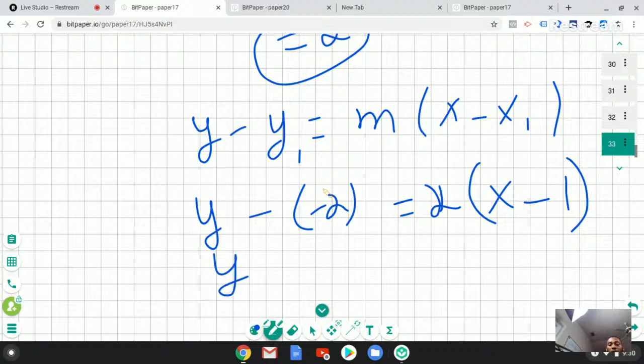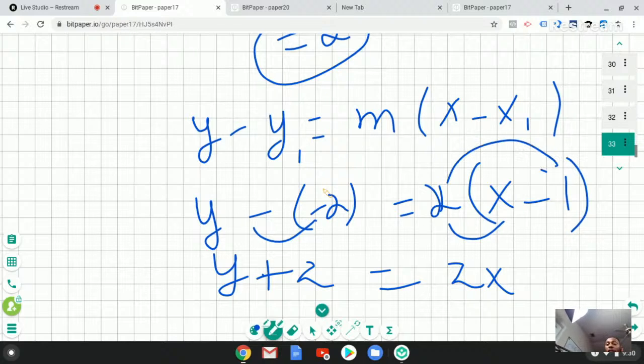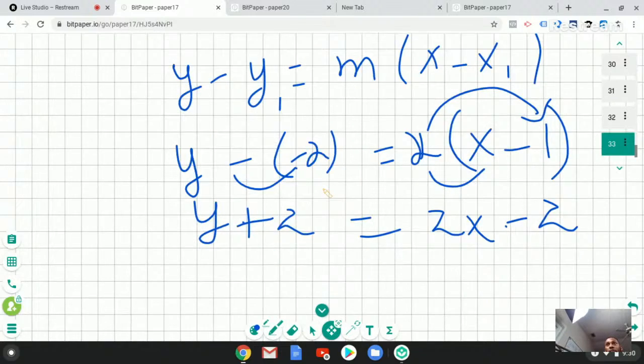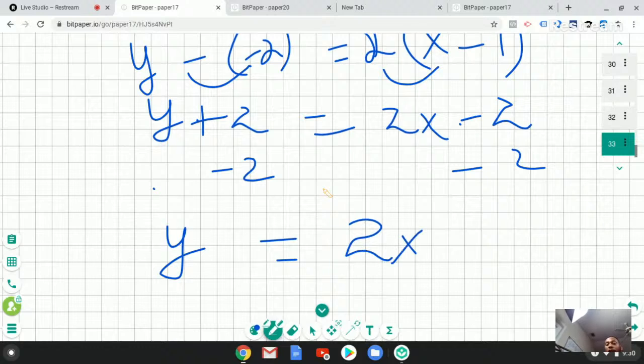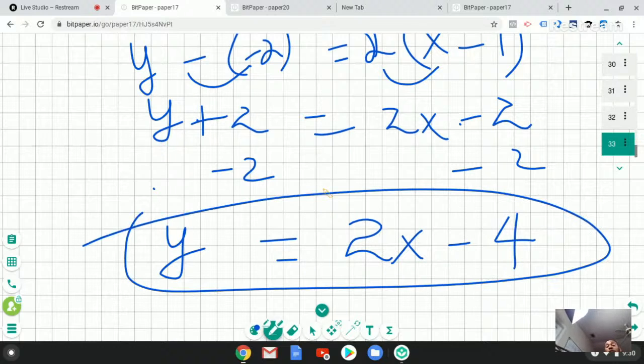Now we're done. Technically, we're done. So all I have to do is y minus negative 2 becomes plus 2. 2 times x is 2x. 2 times negative 1 is negative 2, right? And I'm trying to write it as y is equal to mx plus b. So all I have to do is subtract 2 from both sides. y is equal to 2x minus 4. And that's the equation of the tangent line at that specific point. There's an infinite number of tangent lines, but at that specific point, this is the equation of the tangent line.